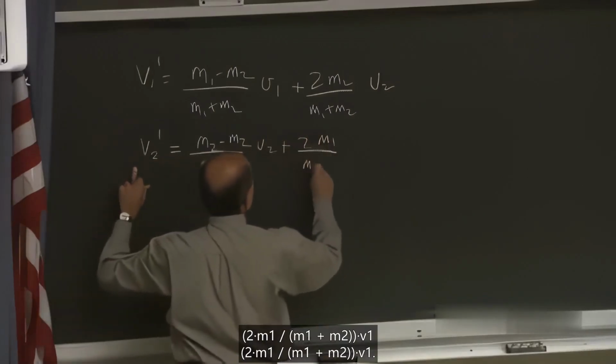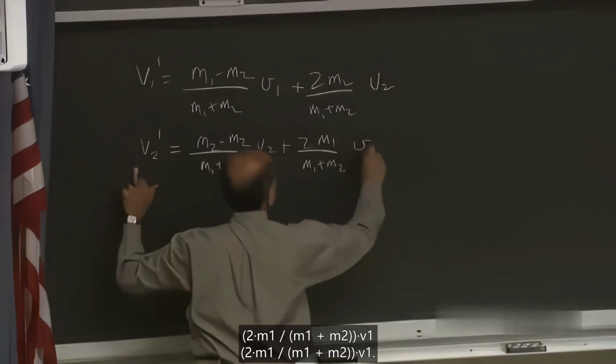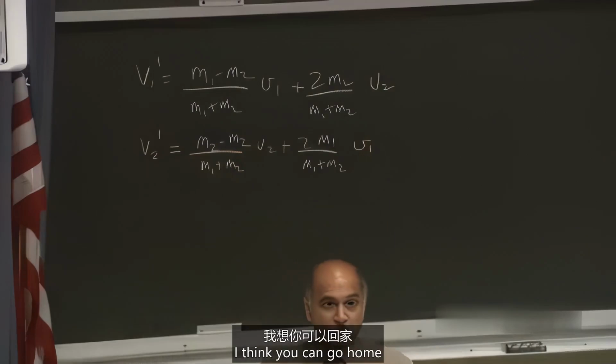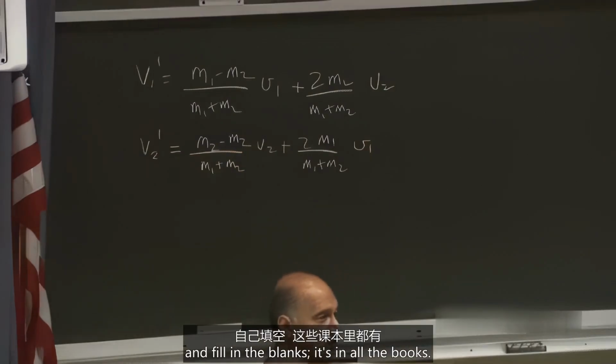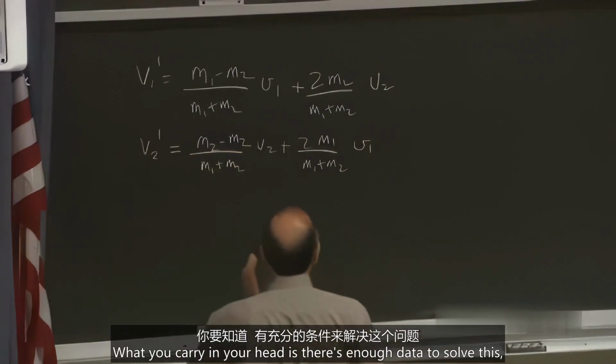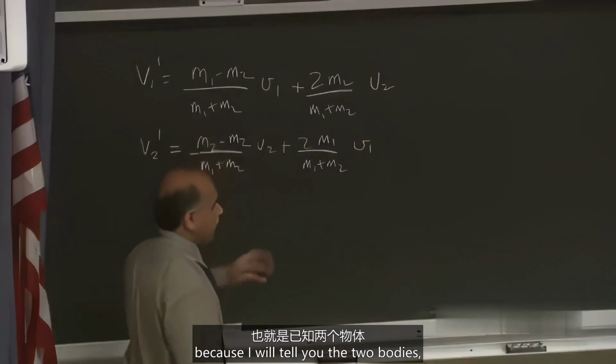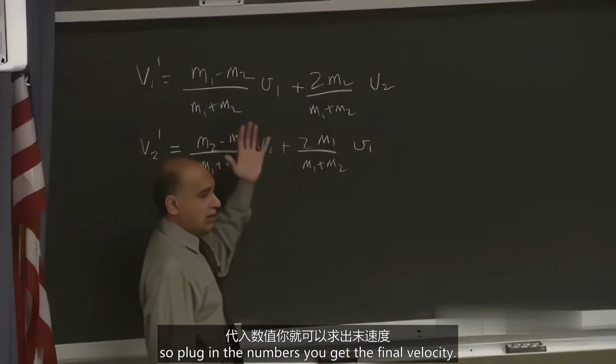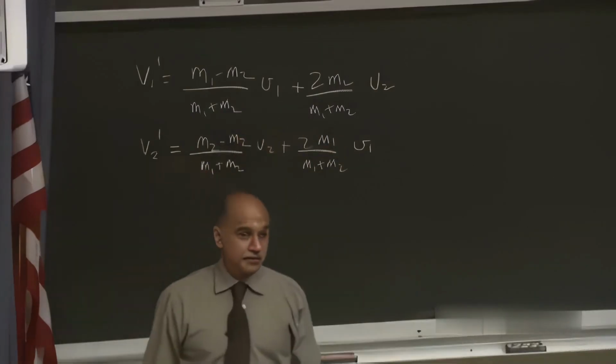To m1 over m1 plus m2 v1. Don't waste too much time writing this. I think you can go home and fill in the blanks. It's in all the books. What you carry in your head is that there's enough data to solve this, because I will tell you the two bodies, I'll tell you their masses, I'll tell you the initial velocities. You plug in the numbers, you get the final velocity.